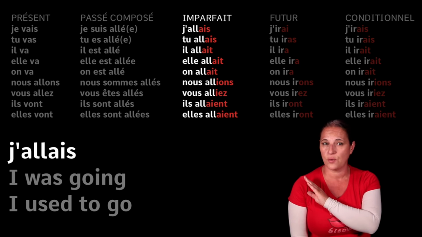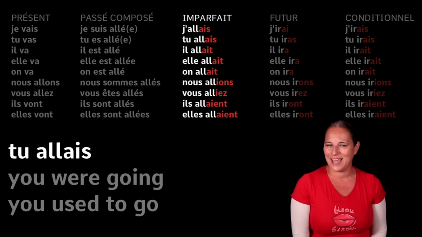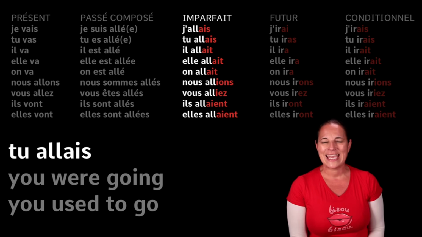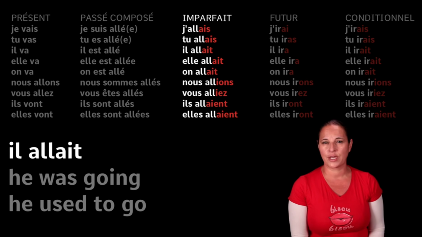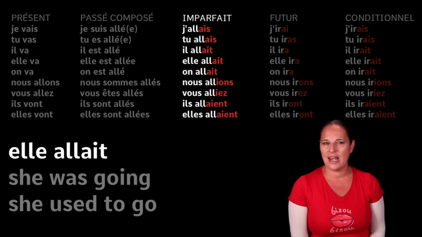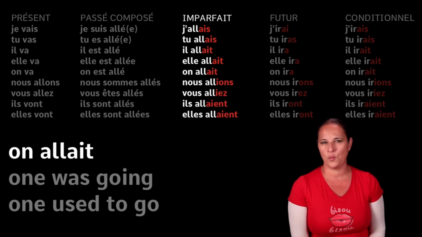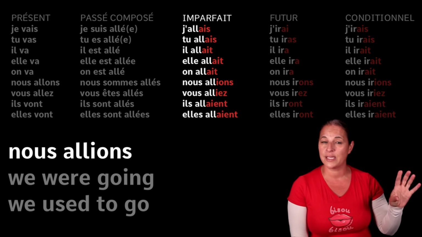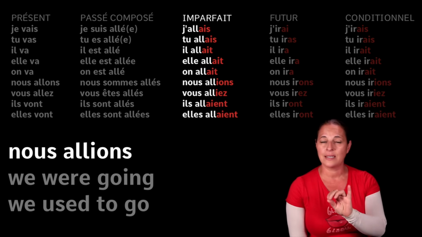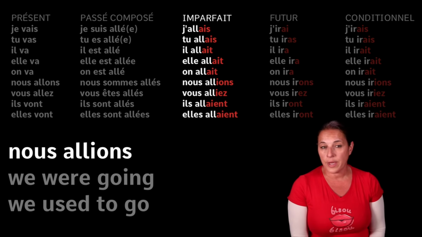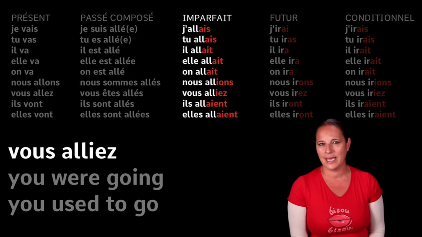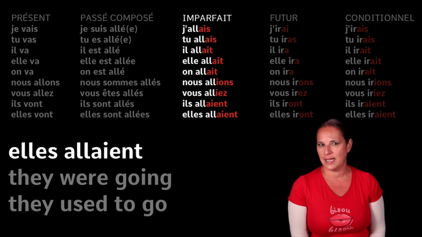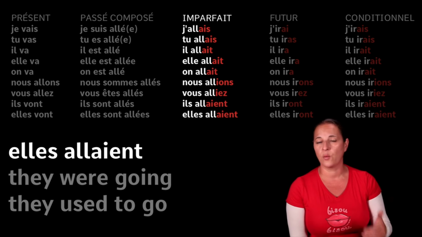J'allais, I used to go or I was going. Tu allais, you used to go, you were going. Il allait, he used to go, he was going. Elle allait, she used to go, she was going. On allait, one used to go, one was going. Nous allions, watch out for that, it's not nous allons, here it's an imperfect tense, so we add an I. Nous allions, we used to go and we were going. Vous alliez, you used to go, you were going. Ils allaient, elles allaient. So they used to go, they were going.